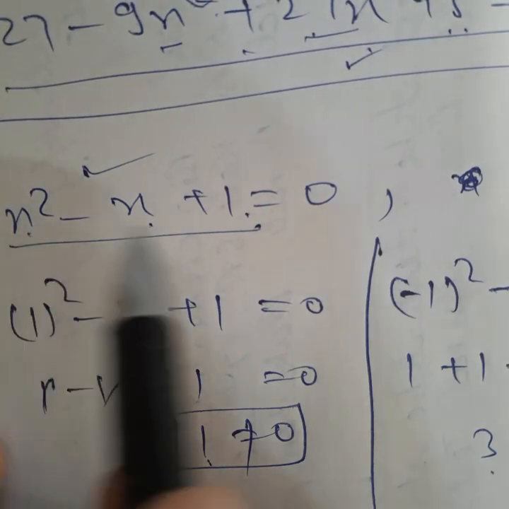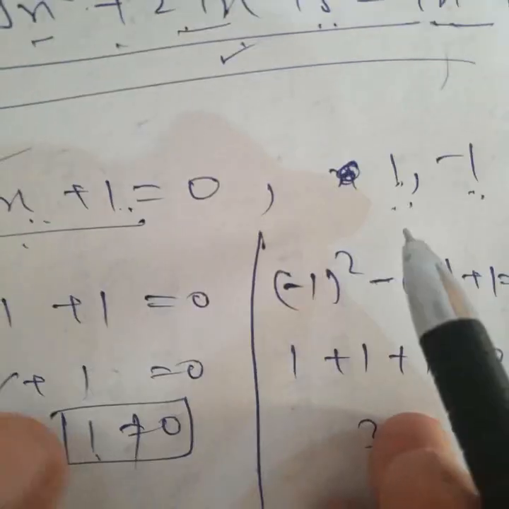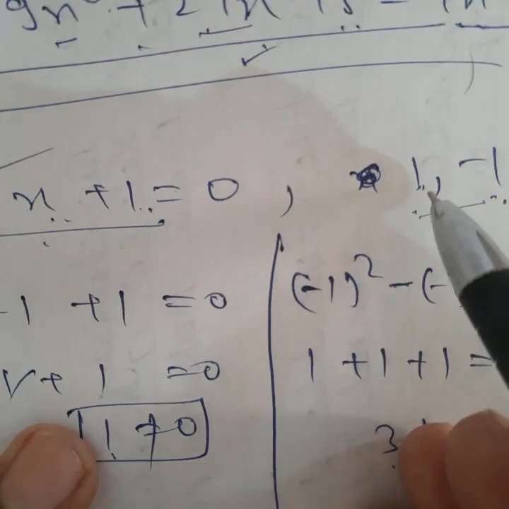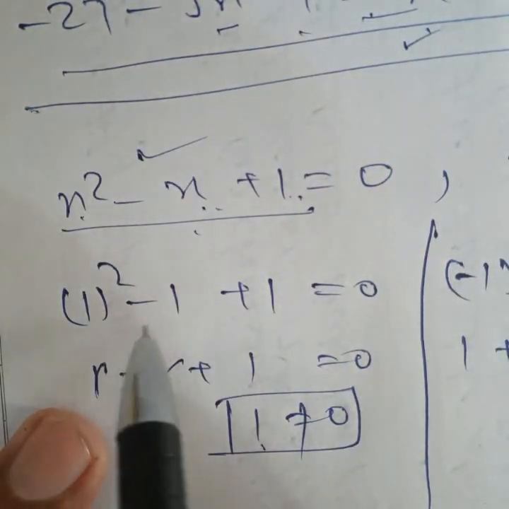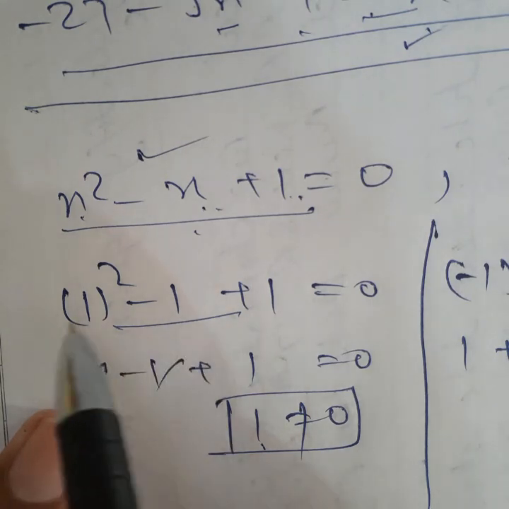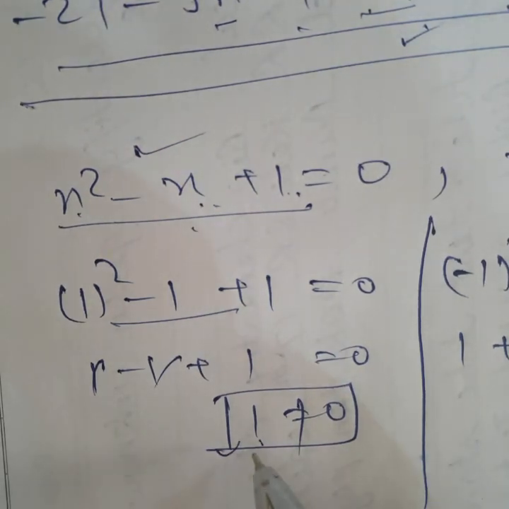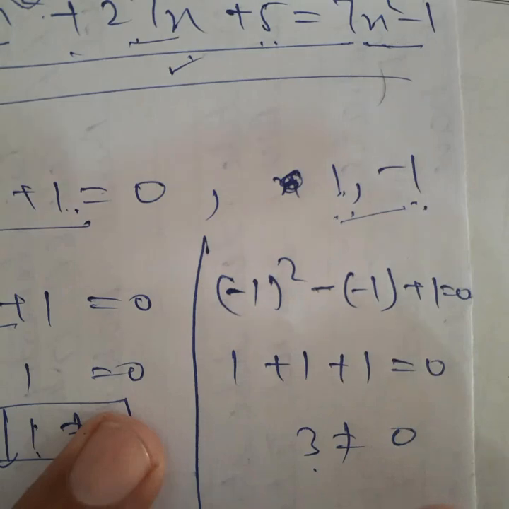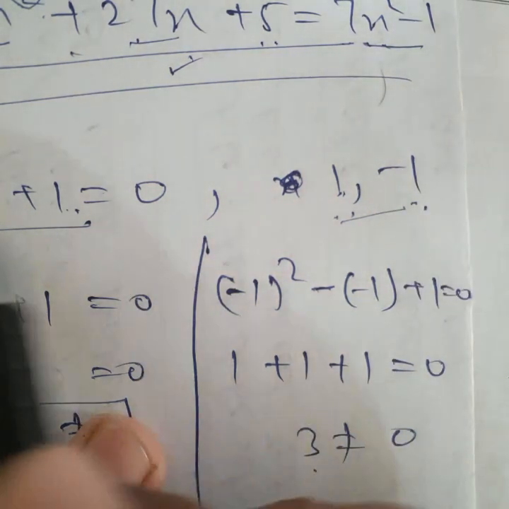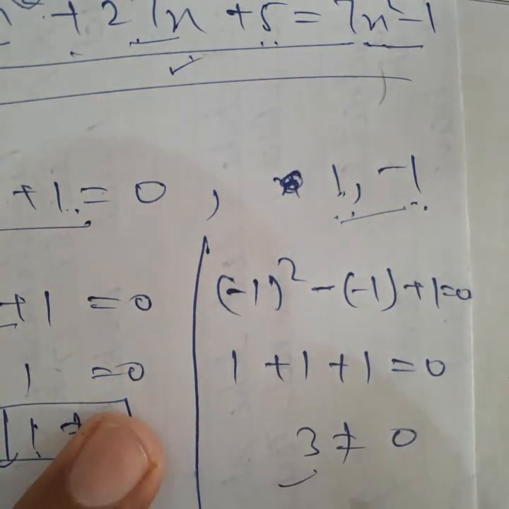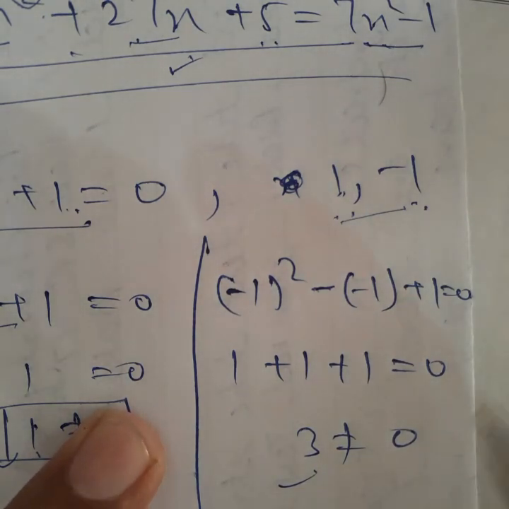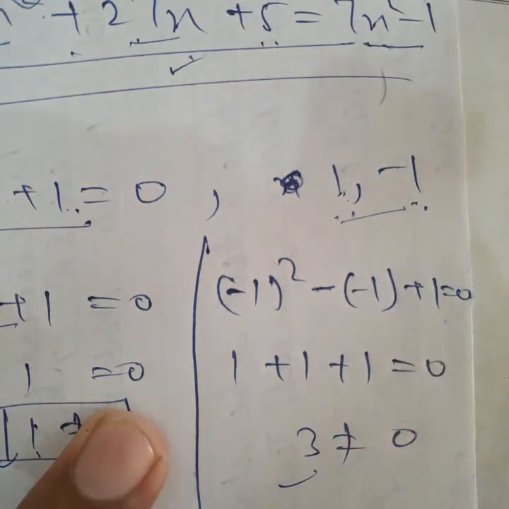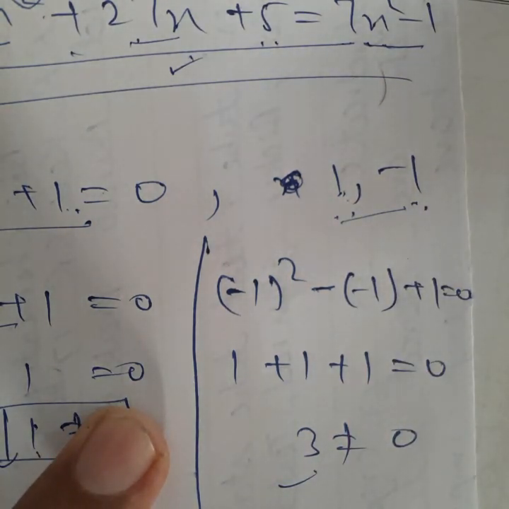So the first question is x square minus x plus 1 is equal to 0, and the roots given are 1 and minus 1. Let's substitute x is equal to 1 in the equation. We can see that when we substitute x is equal to 1, the equation becomes 1, which is not equal to 0. So x is equal to 1 is not a solution of the equation. Now let's move to x is equal to minus 1. Putting x is equal to minus 1 in the equation, it will result in 3. Therefore we can say that both x is equal to 1 and minus 1 are not solutions of the equation.